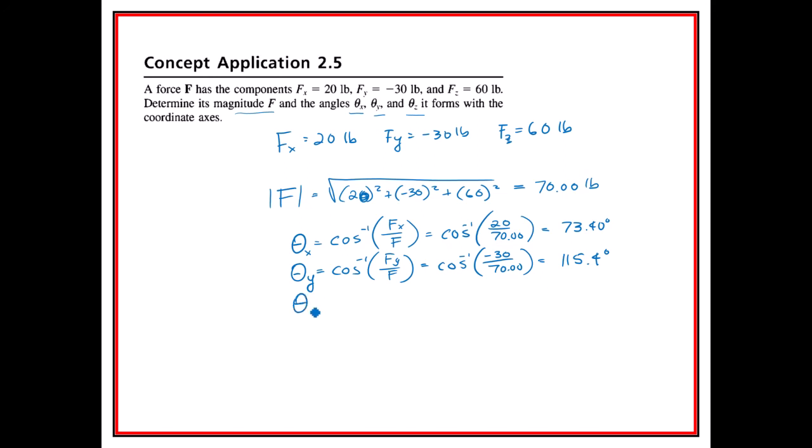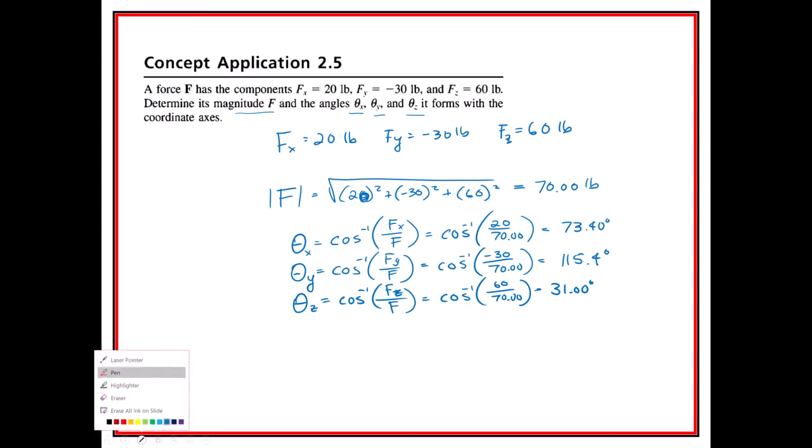And then theta z is going to be equal to the inverse cosine of fz over f. So you take the inverse cosine of 60 divided by 70, and we're left with 31.00 degrees. So these are the answers, and if this was going to be a homework problem, I'd ask you to rewrite these out and then box them up. But let's not do that here for brevity's sake.